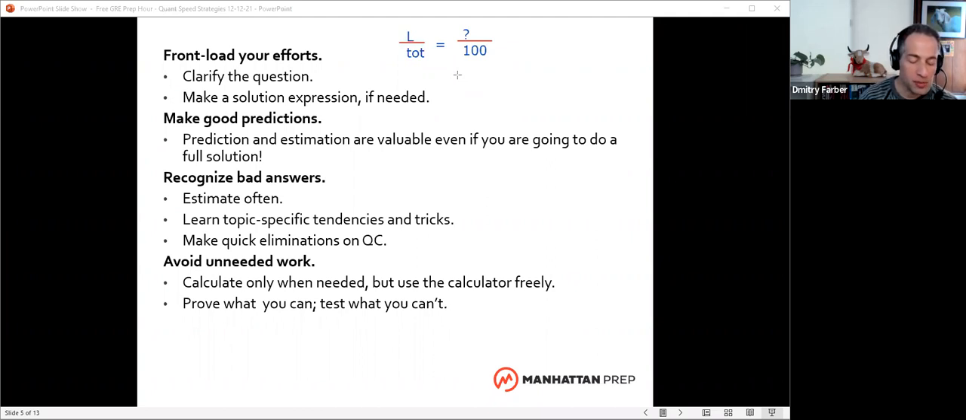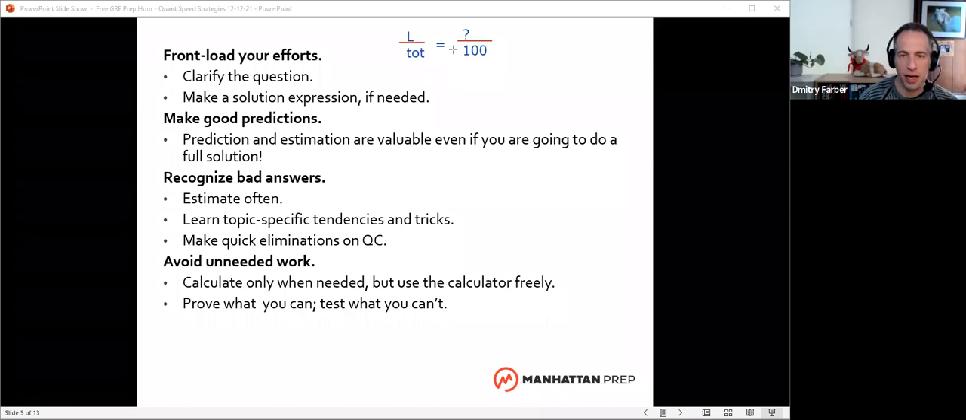Then you want to learn some topic specific things. So we'll talk about some specific areas today. It's not a test that you can just go off with general gut feeling for everything. You do have to know some specific quant content. We'll talk about that today. We also want to be able to do some quick eliminations in quant comp. I have a whole separate video on quantitative comparison strategies. We're not going to get deep into that today, but it's little things.